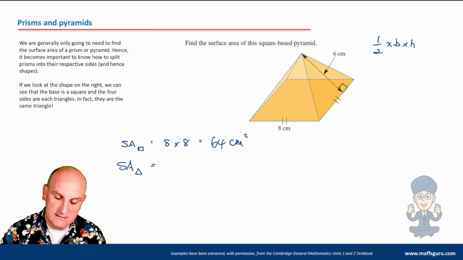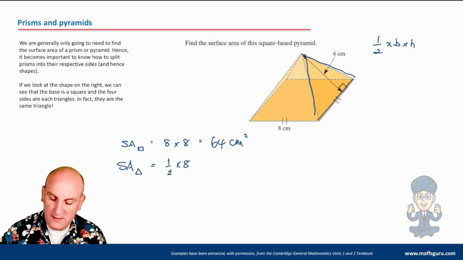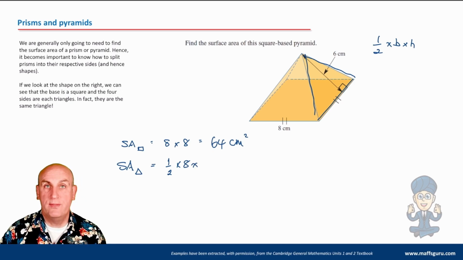All right, so let me see. Let's draw my triangle on properly. So there is my triangle. What is the base of that triangle? Well, we know the base of the triangle is this measurement here. So that is what, 8 centimeters? So this is going to be half times 8 times, and we want the height.